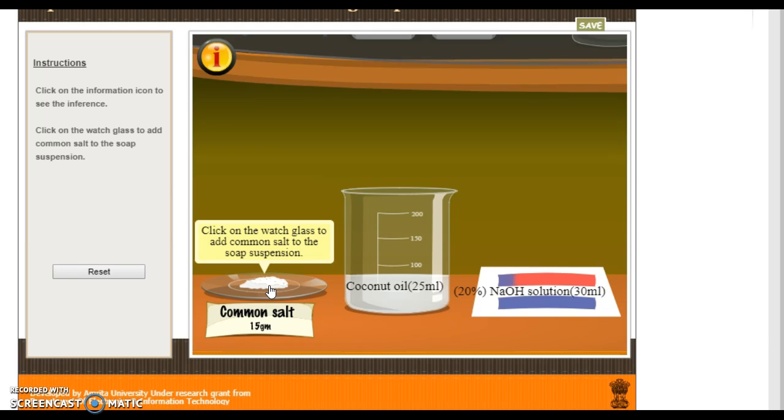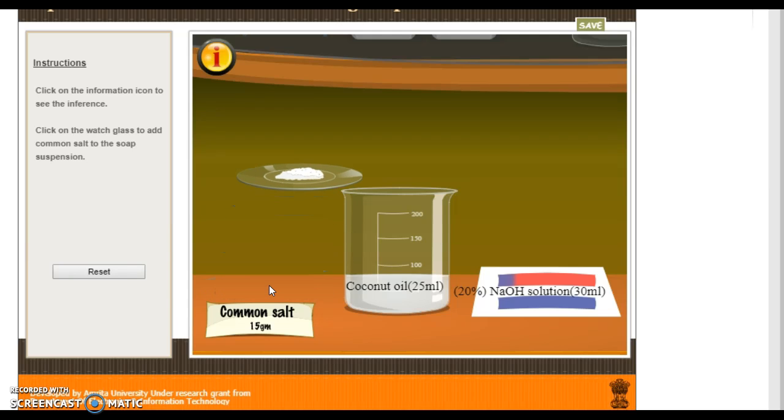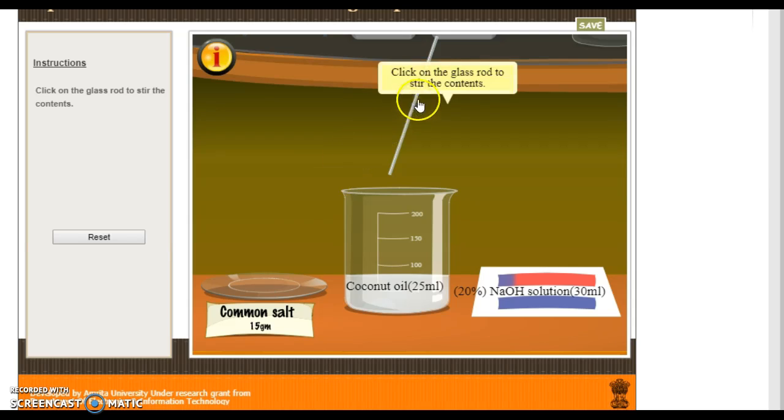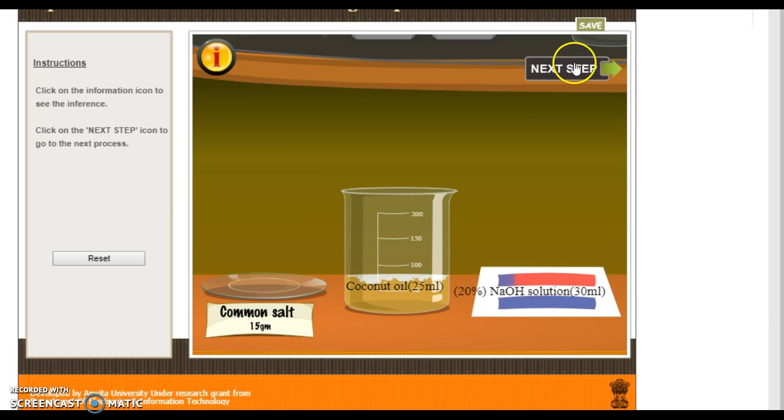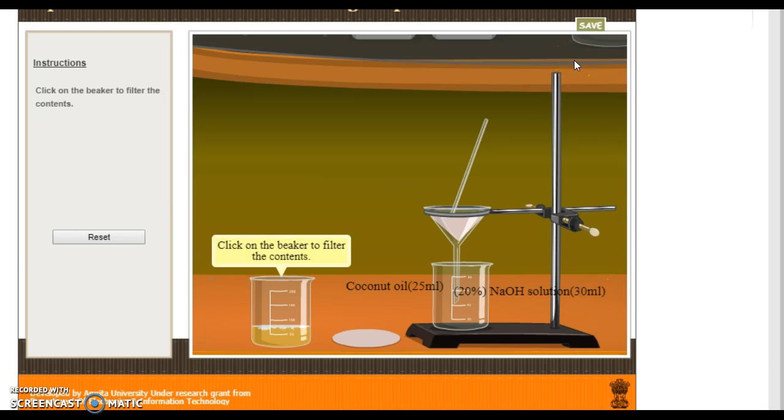Next, take 50 grams of common salt. Add it into the suspension and stir it well with a glass rod. After adding the salt, soap is precipitated out as a solid.